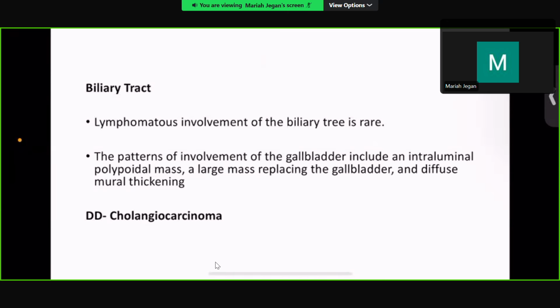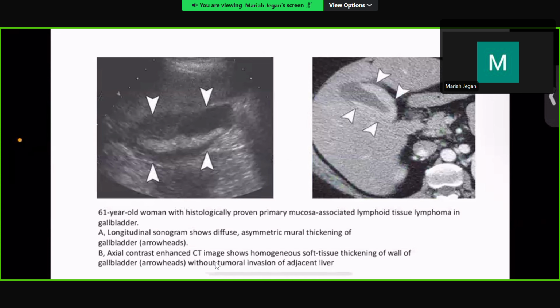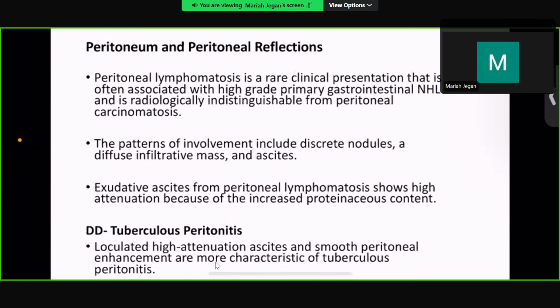Biliary tract. Lymphomatous involvement of the biliary tree is rare. The patterns include intraluminal polypoidal mass, a large mass replacing the gallbladder, and diffuse mural thickening. Differential is cholangiocarcinoma. Here, on ultrasound, we see diffuse asymmetric mural thickening of the gallbladder, and on CECT, we see homogeneous soft tissue thickening of the wall of the gallbladder.